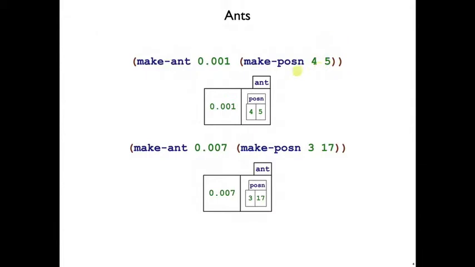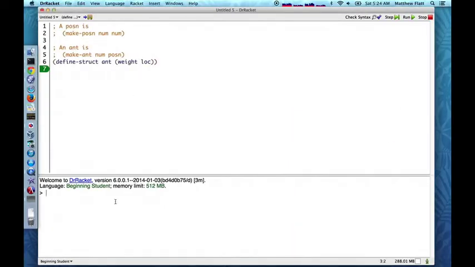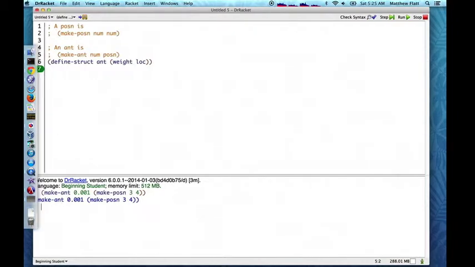You can think of this make-ant 0.001 make-posn 4 5 as a value, because make-ant is a value when both of its parts are values. This number is a value, and this make-posn is also a value since its parts are values. In other words, if we're in DrRacket and we type make-ant 0.001, make-posn 3 4, we just get back make-ant 0.001 make-posn 3 4. It can't be simplified any further.